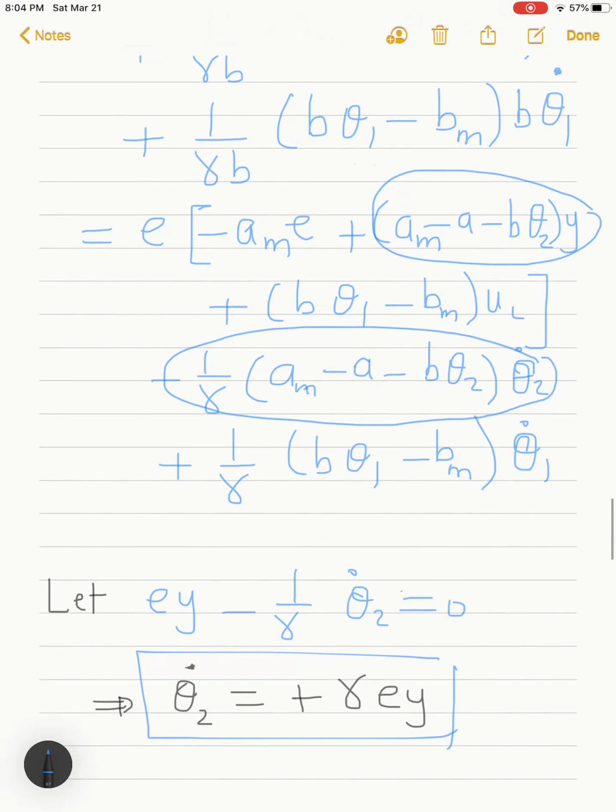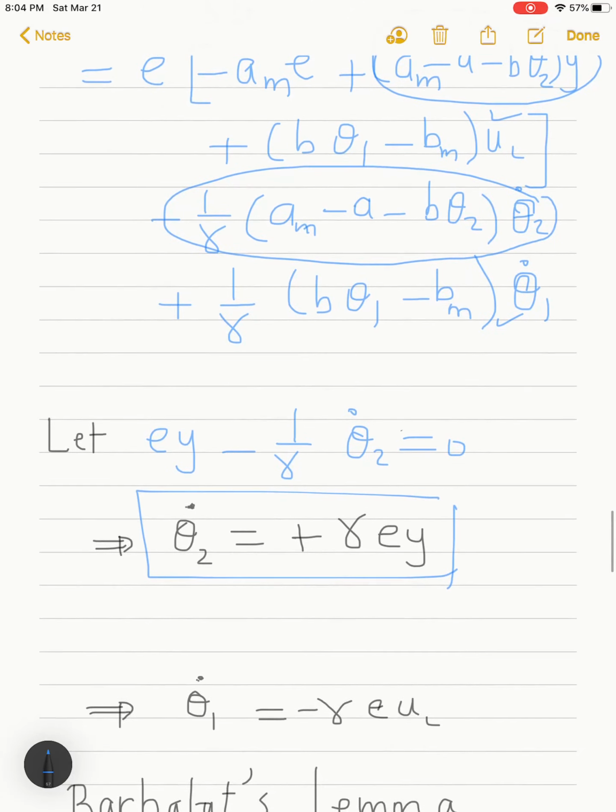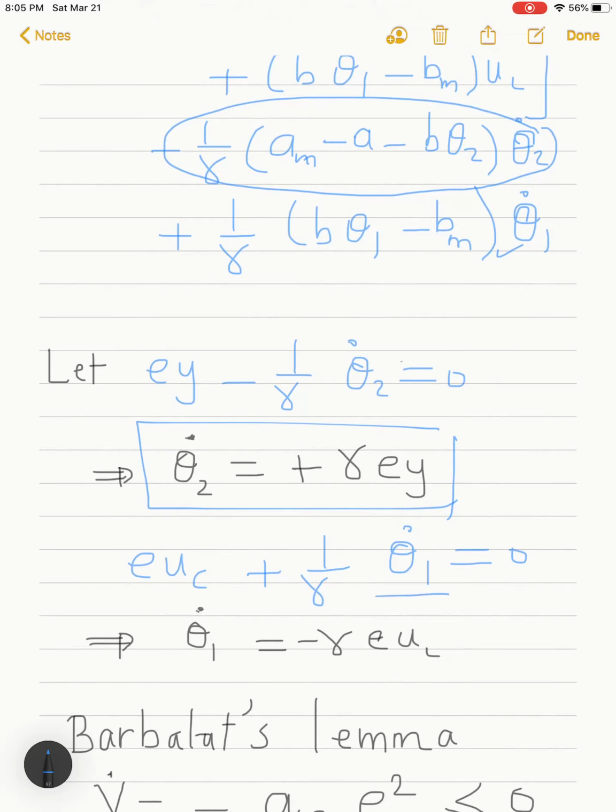I will also take these two terms together to be equal to 0. So that will give me e times uc plus 1 over gamma theta 1 dot equal to 0. And again that would lead to the equation theta 1 dot equals minus gamma e times uc.